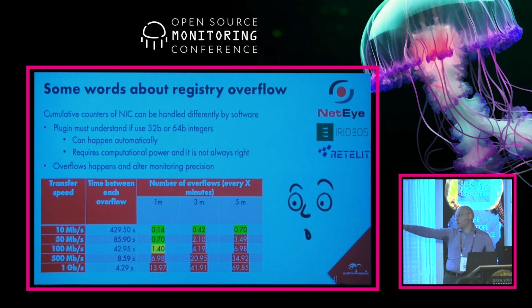At 100 megabit per second, we can have an overflow after 42 seconds. This means monitoring every minute or more means loss of data. So make sure you are using 64-bit counters, or use a sampling rate that is higher than 1 minute. Otherwise, you are out of business.